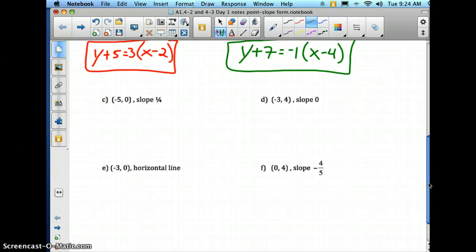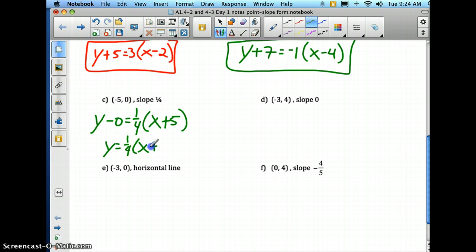Brendan, do C. Do I have to do plus 0 or minus 0? Well, you can write y minus 0. I would accept it with minus 0 or just without it. y equals 1/4 times the quantity of x plus 5. Nice. Done. Again, if you have y equals 1/4 times the quantity of x plus 5, I would accept that as 100% correct. Point slope form.